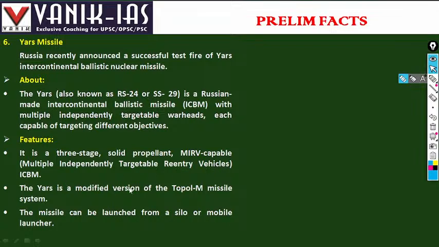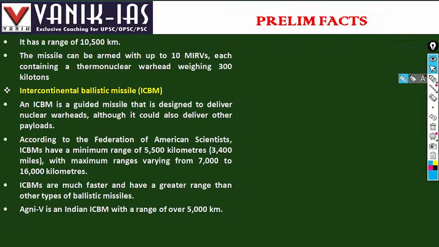The Yars is a modified version of the Topol-M missile system. The missile can be launched from a silo or a mobile launcher. The advantage is that it can be launched from a mobile launcher also. It has a range of 10,500 km. The missile can be armed with up to 10 MIRVs, each containing a thermonuclear warhead weighing 300 kilotons.